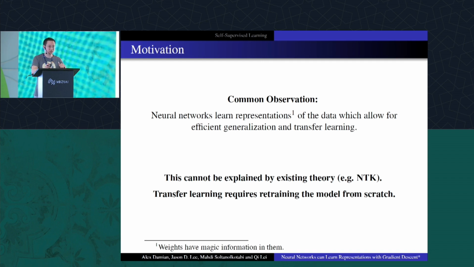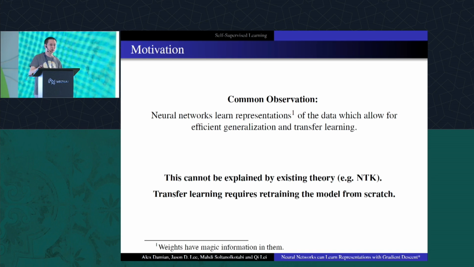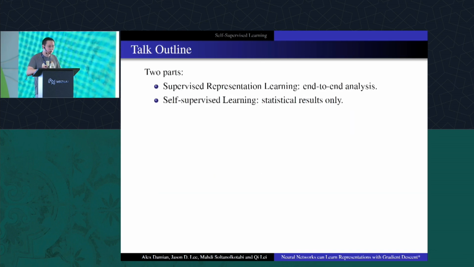Maddie briefly mentioned this. However, this theory cannot explain or even address transfer learning at all because the features never change. If you forced your algorithm to be equivalent to the kernels, the representation layer would be frozen and you can never get any benefit from transfer. You would just have to retrain from scratch. Okay. So for the first part of my talk, I'll look at supervised representation learning, and I'll give an end-to-end analysis using gradient descent. Then if I have time, I'll talk about self-supervised learning briefly.